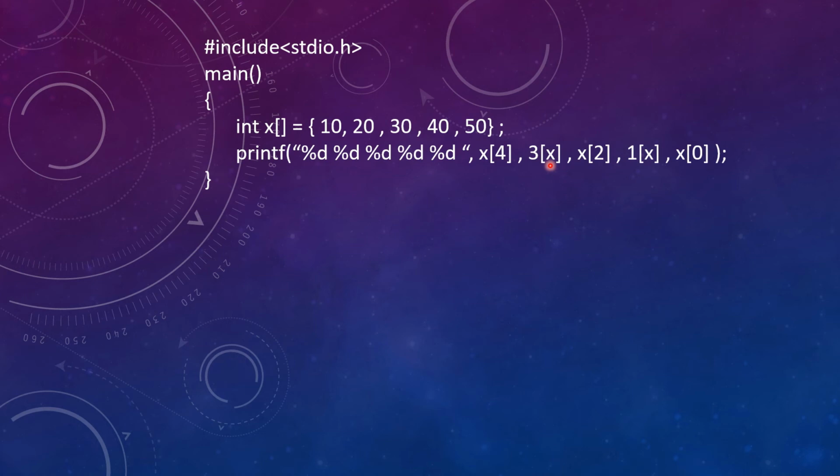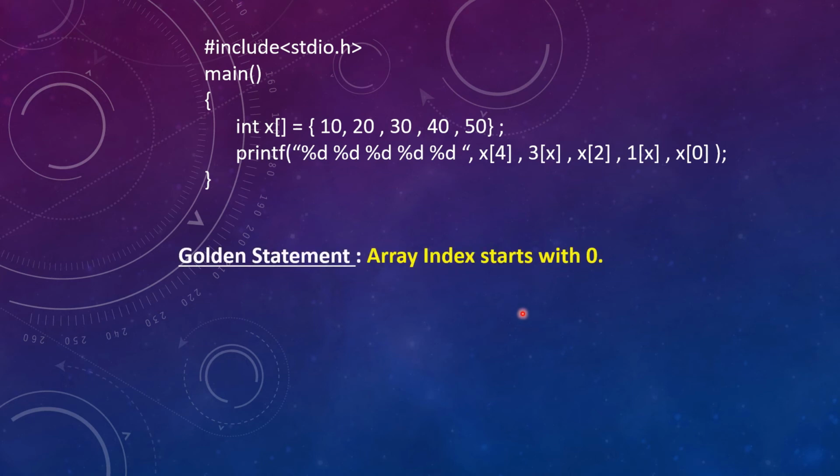Let me give you a golden statement here. It's very simple. I already said that array index starts with 0, right? You just need to remember this. And then I am saying one more thing so that you can understand the concept here. If you write 3 of x, it is just the same as x of 3. So you don't need to worry about anything. If you find any unusual thing like this where 3 of x is written, then just think of it as x of 3. Similarly, 1 of x is the same as x of 1.